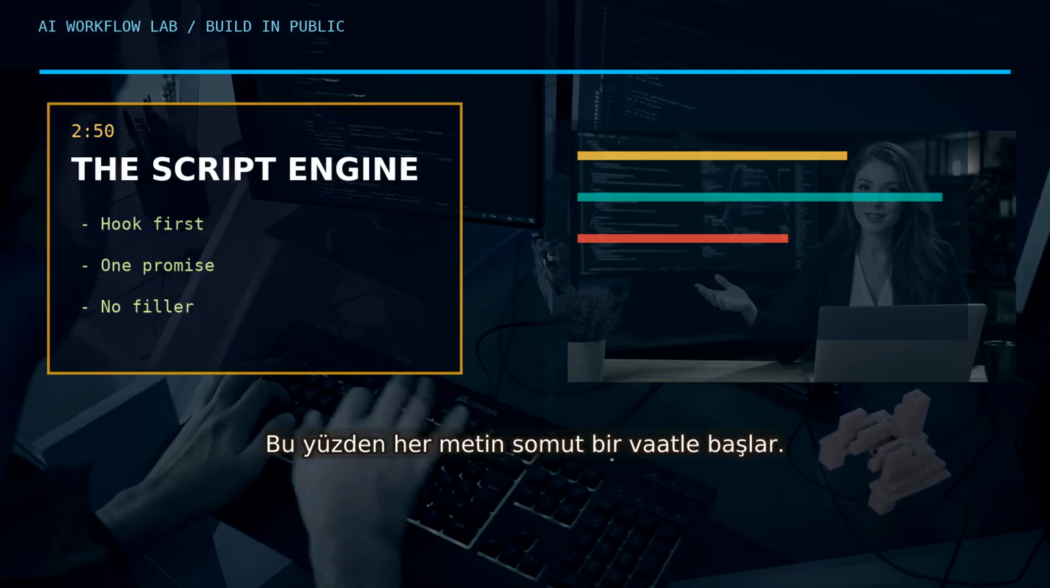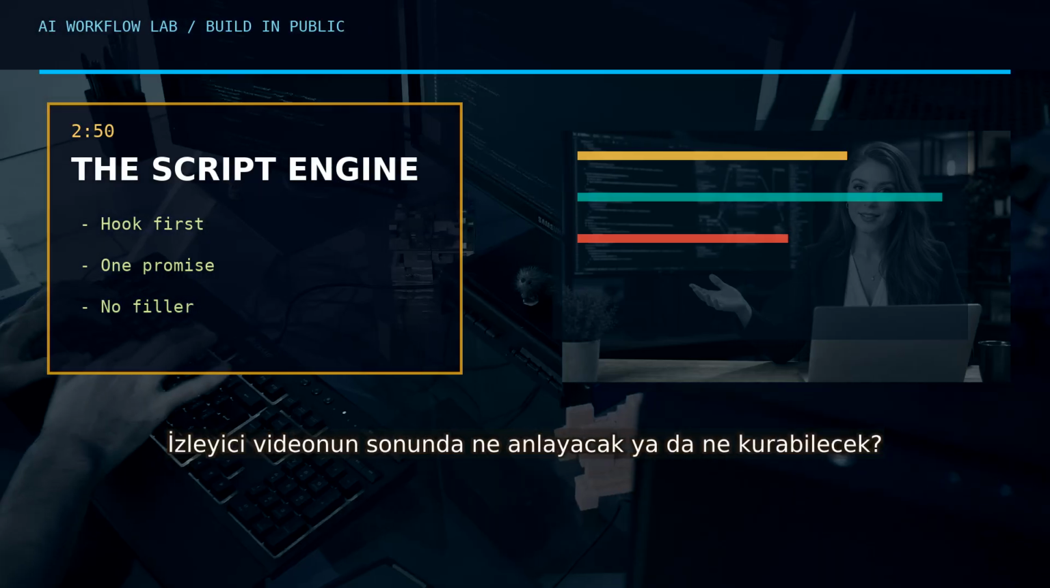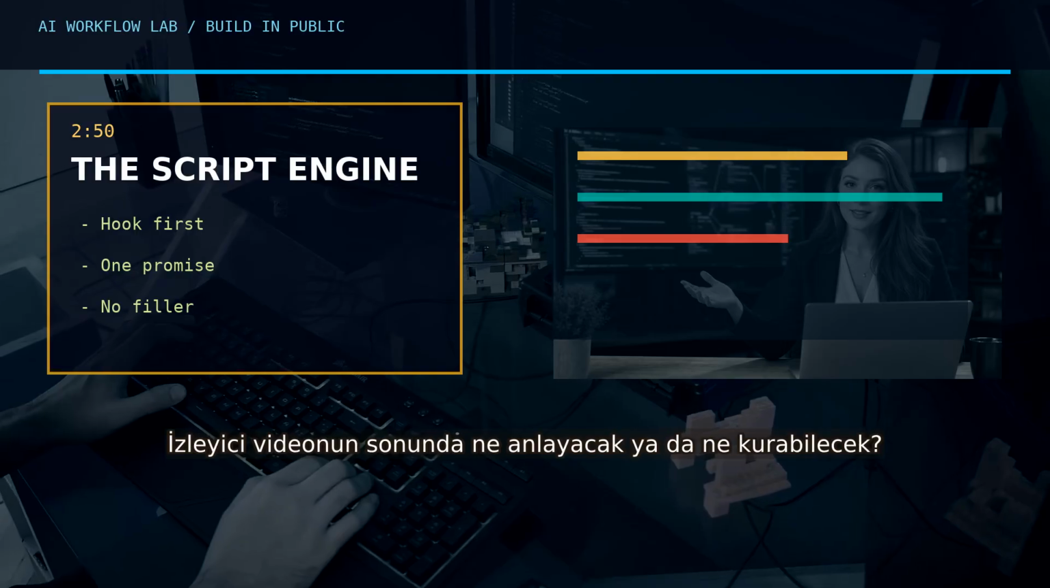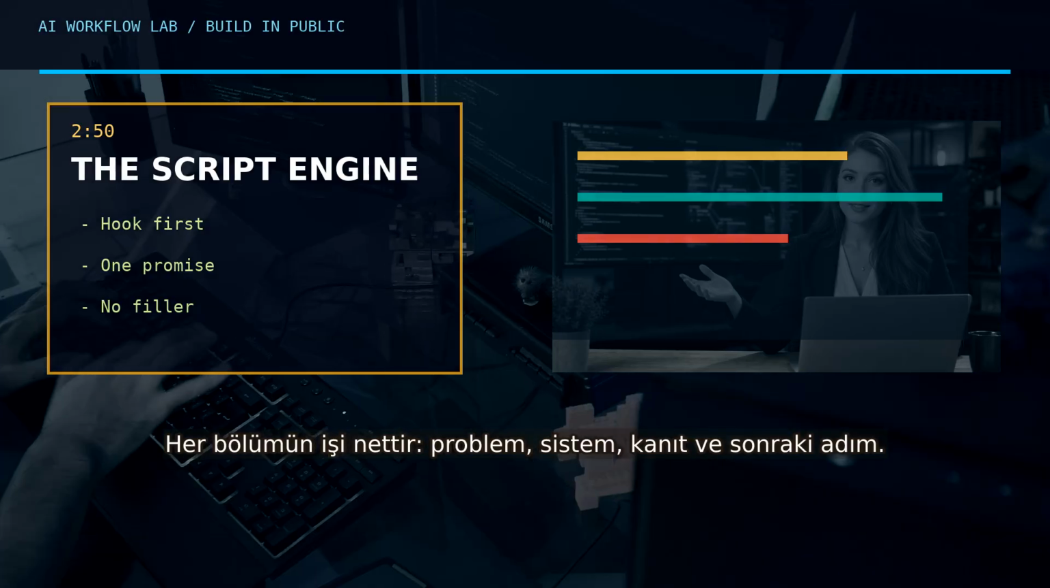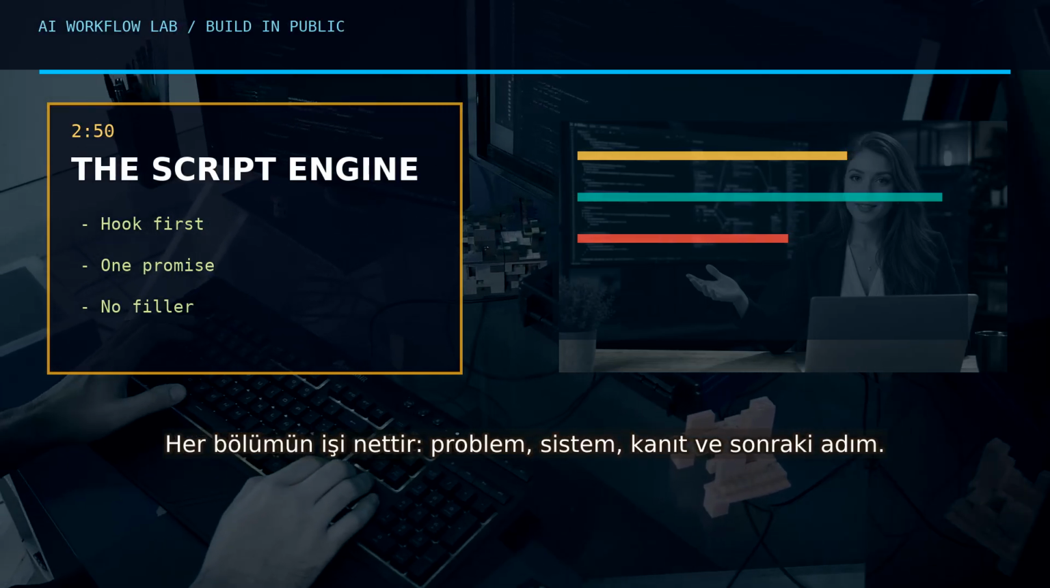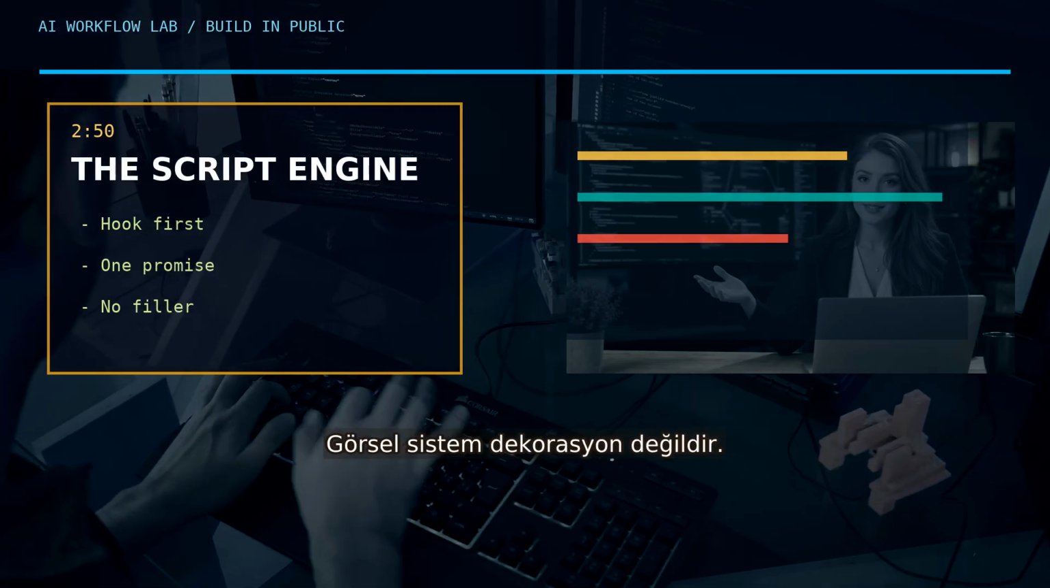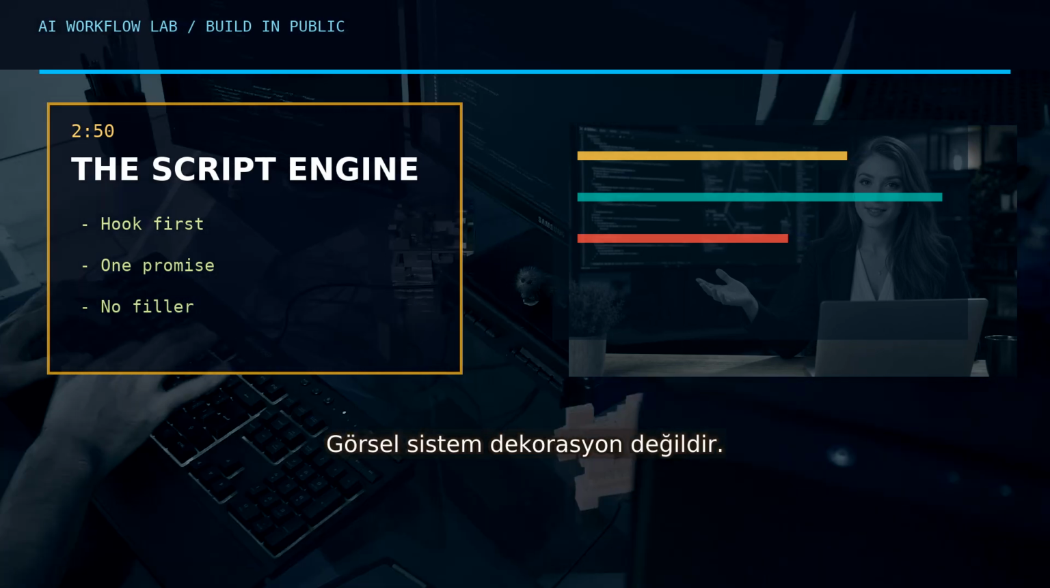The script engine. The script engine has one rule. The first 30 seconds must earn the next 30 seconds. A long video cannot start like a document. It needs a reason to keep watching. So every script begins with a concrete promise. What will the viewer understand or build by the end?